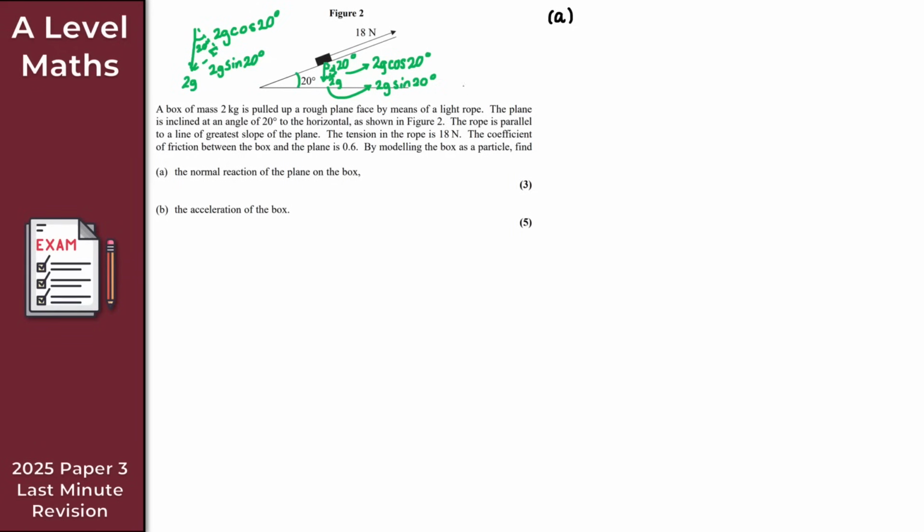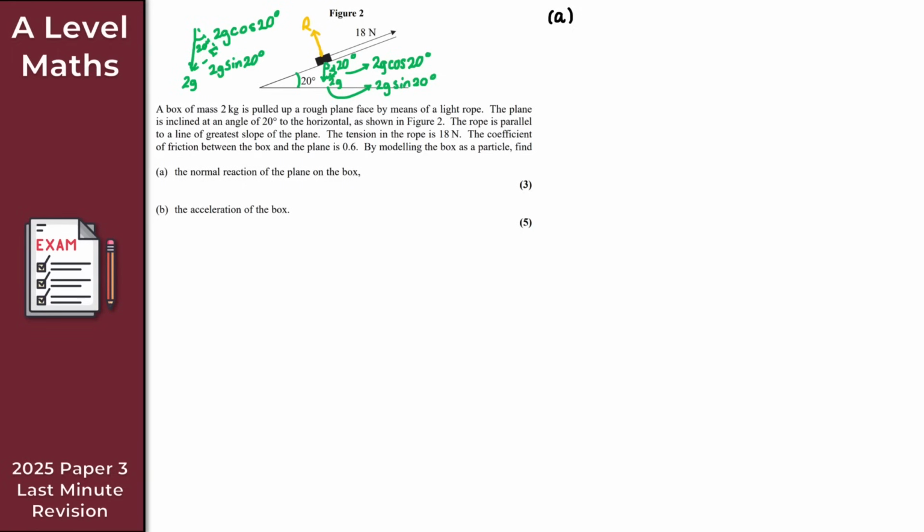What else can we add here then to the diagram? Well, we've got the normal reaction here. I'll do that in orange. So the normal reaction of the plane on the box, which is what we want to find for part A anyway. So I'll label that as R there. That's the normal reaction of the plane on the box.